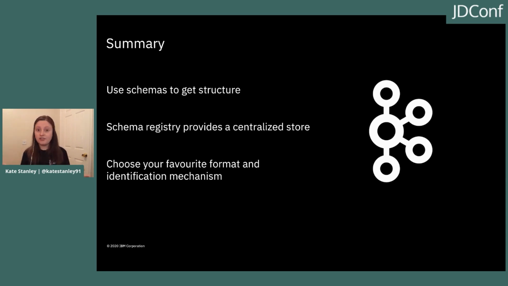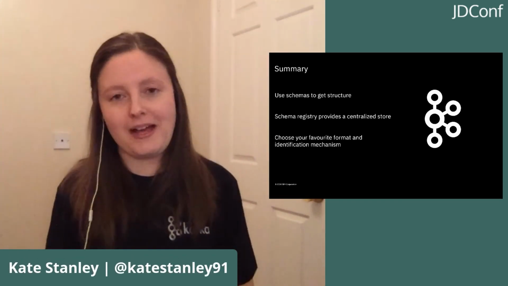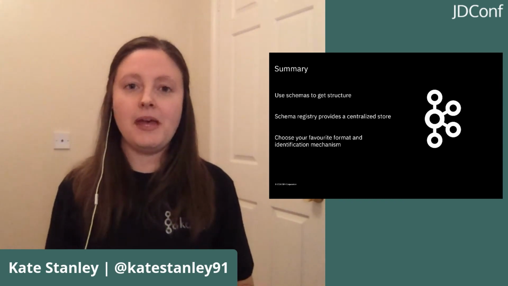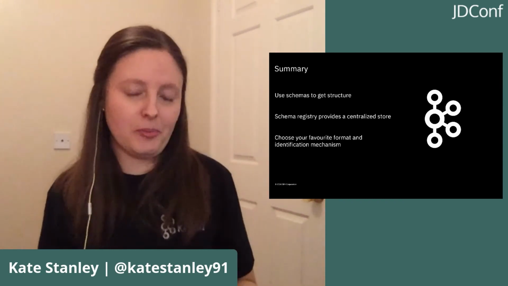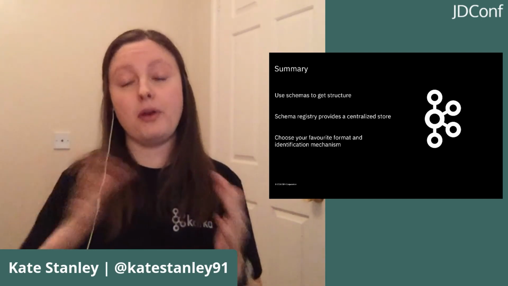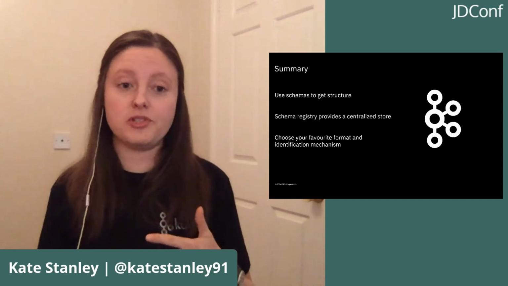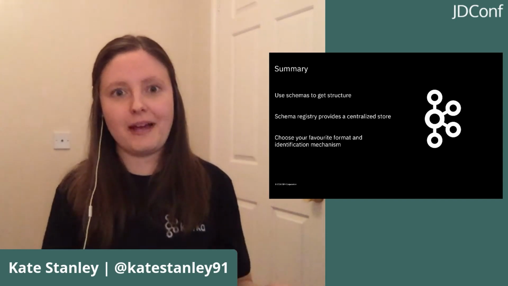There are quite a few different examples out there, but if you want to start with a basic open source one, then check out Apicurio Registry. And finally, you need to think about and choose your favorite format and identification mechanism, but make sure you're configuring it to do the same thing across the board. A good thing about Apicurio Registry is it does provide both the magic bytes and the headers option, so you can choose whichever one suits you, but you need to make sure they all match up.